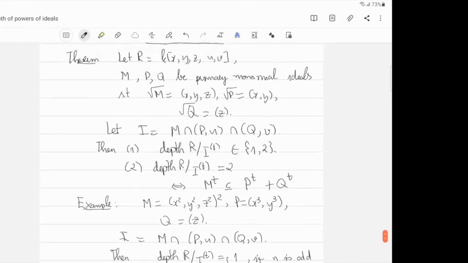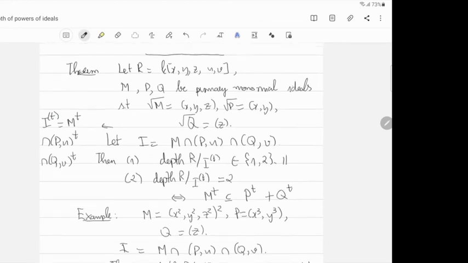So finally, just a comment about this theorem. To prove this theorem, part one is very easy. You know the primary decomposition of I, so you know the primary decomposition of the symbolic power of I, right? And from this decomposition, you also know that the symbolic power has dimension 2. So the depth cannot be bigger than 2. And the depth is positive because M is not in the associated primes, right? So this first one is easy.